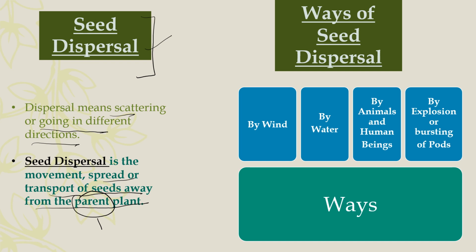Now this seed dispersal happens in four ways. First way is by wind, as we have already seen. By water also, the seeds are scattered around. By animals and human beings, we have seen an example of it. By explosion or bursting of pods. So let's discuss and see all these ways.